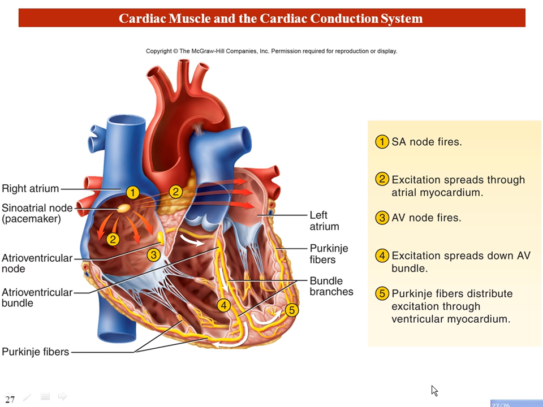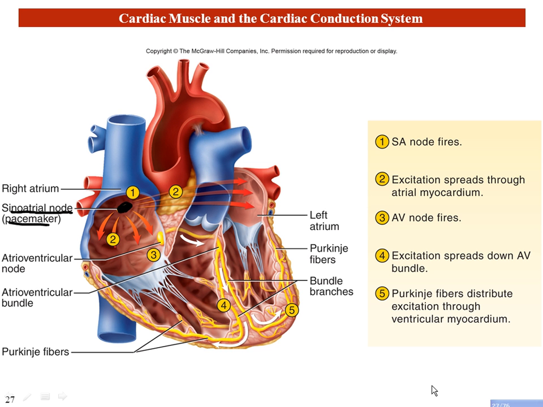What I'm going to do is just use the diagram to go over these different components. Where it starts is with the SA node. The SA node is found right here in the right atrium. This is called the sinoatrial node, and this is also called the pacemaker. The pacemaker is what generates action potentials spontaneously at a regular interval.